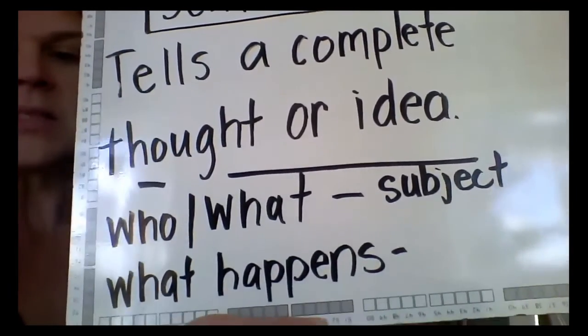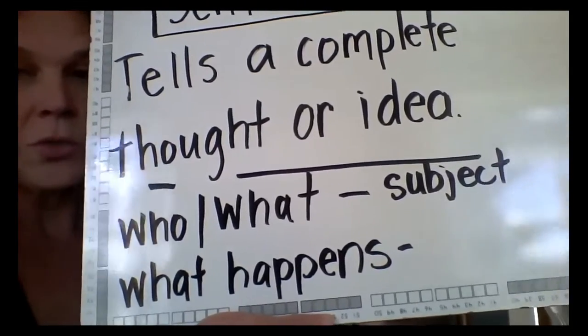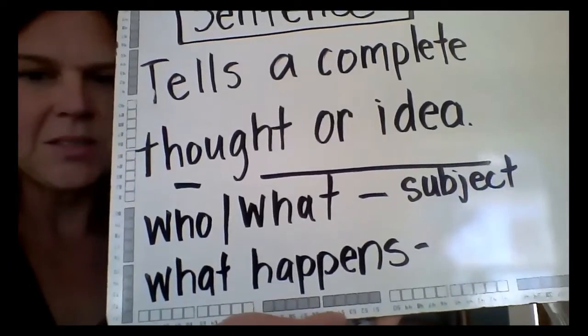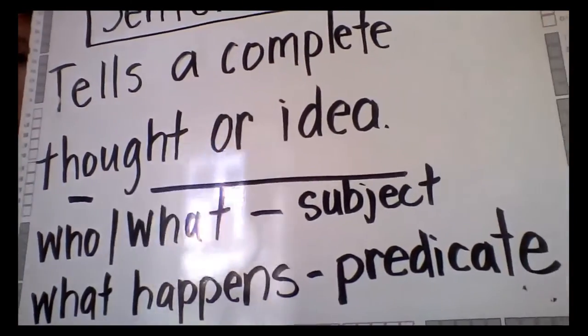And then the next part of the sentence is going to tell us what happens to the subject. So what happens to the thing or the person in the sentence? We call that the predicate. Any sentence that doesn't have a subject or a predicate is not a complete sentence. They're both an important part.